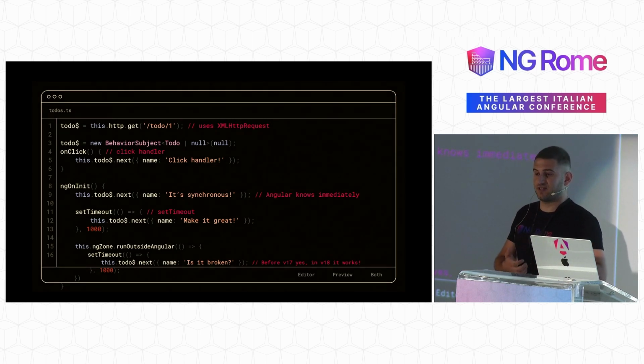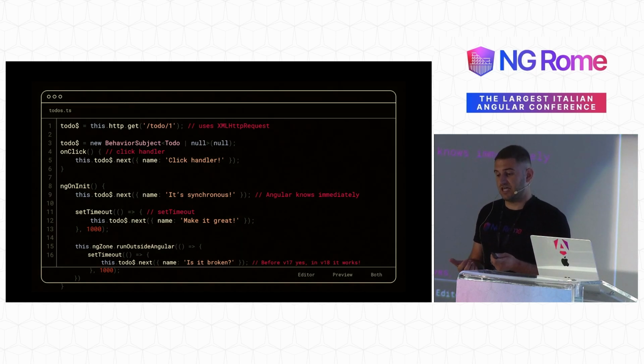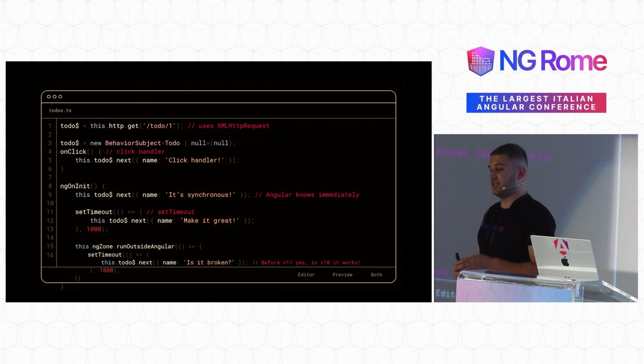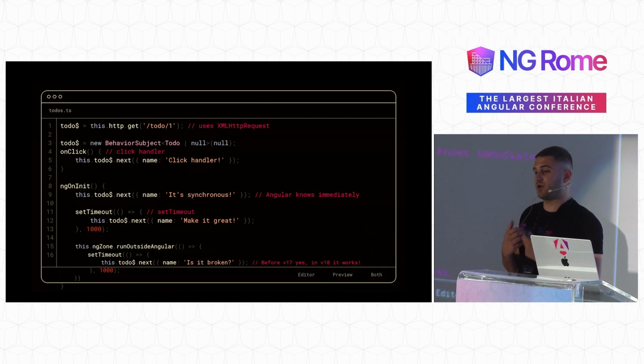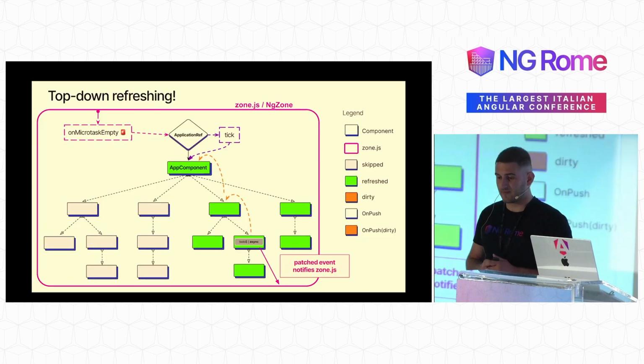Then the question is what happens if you run something outside Angular and you update some state inside the setTimeout. So that setTimeout that we have there is not patched. Is it broken? Is it going to work? Before v17, we won't see any state updates because it runs outside Angular. Nothing notifies Angular that something changed. But in v18, it will work, even if you run it outside Angular, because it will call markForCheck inside that async pipe. And that markForCheck will tell Angular, hey, something changed. You need to update this no matter what.